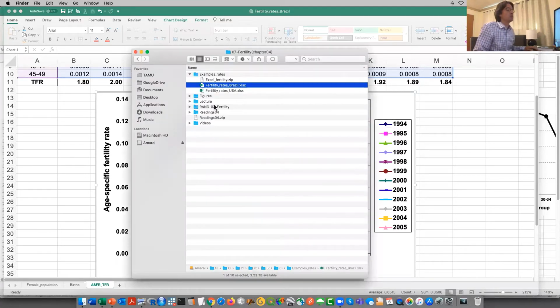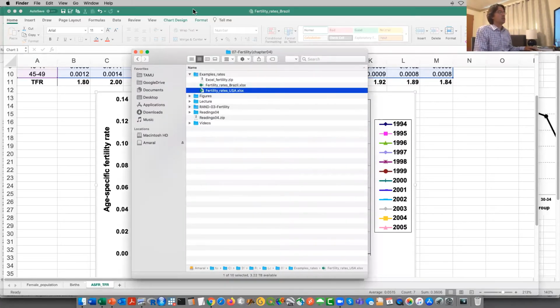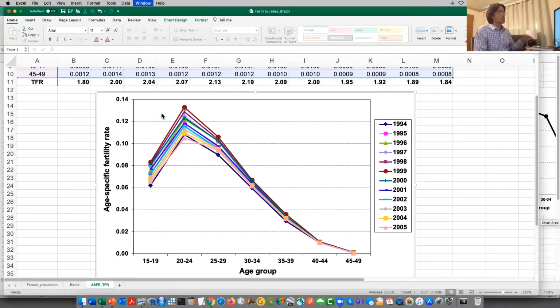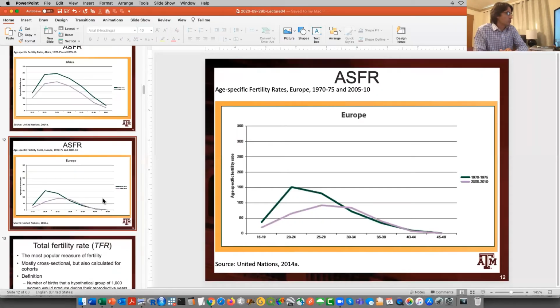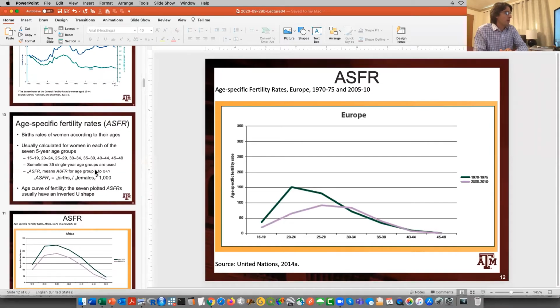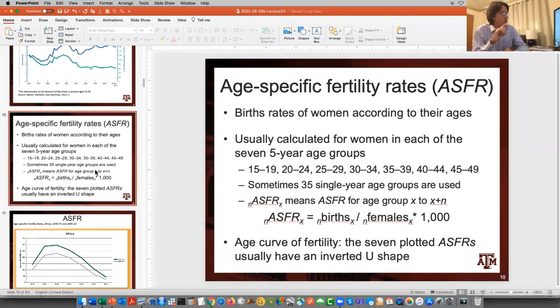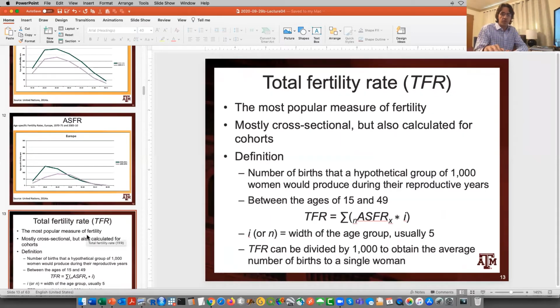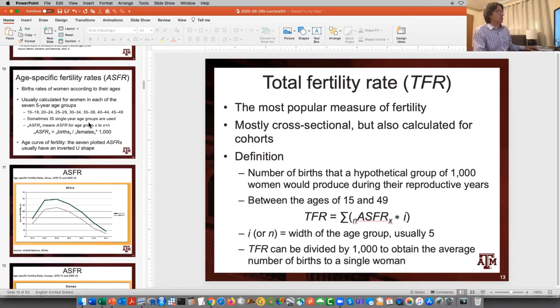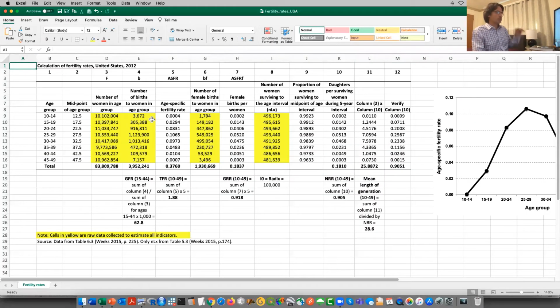The file about fertility rates in the US, we estimate more of those rates that I introduced to you before. But we're going to do it just for 1 year. For Brazil, we did the age-specific fertility rate and the total fertility rate for several years. In the case of the US, we're going to do it only for 1 year, only data from 2012, and I will explain how to estimate all those rates that we just saw in these slides.